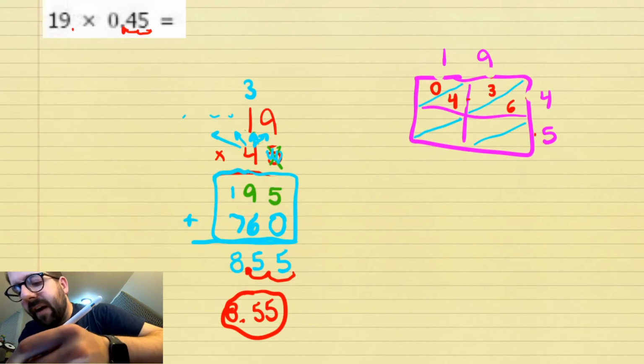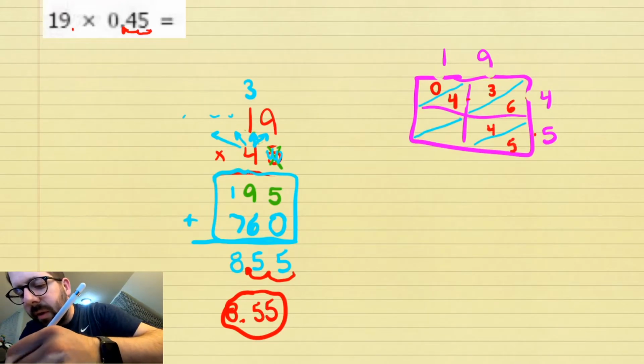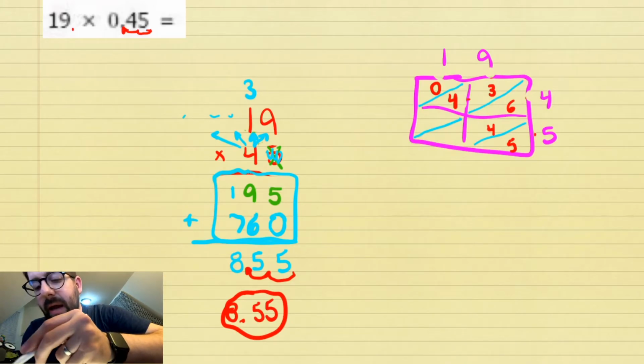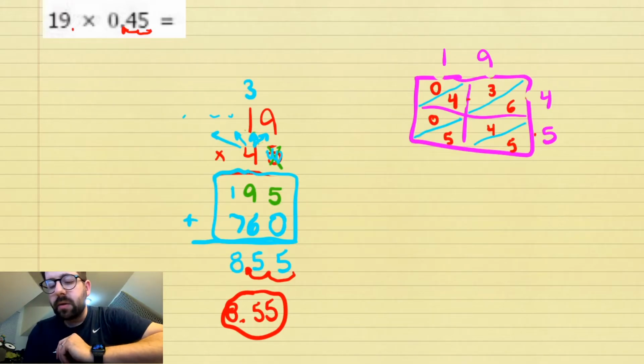Now I'll keep going. The 5 and the 9, right? Because the column and the row, 5 and 9 make 45 if I multiply those. So I write that 2-digit number down right there. In the next spot, I have the 1 and 5. Well, 1 times 5 is 0, 5. So it's just knowing how to write down the 2-digit number.